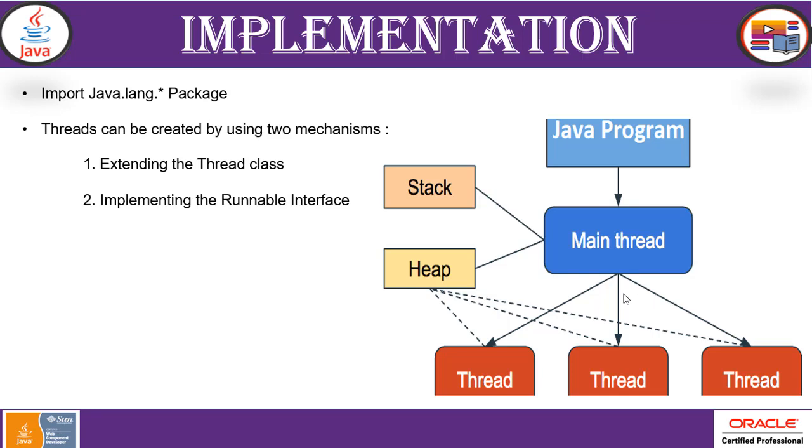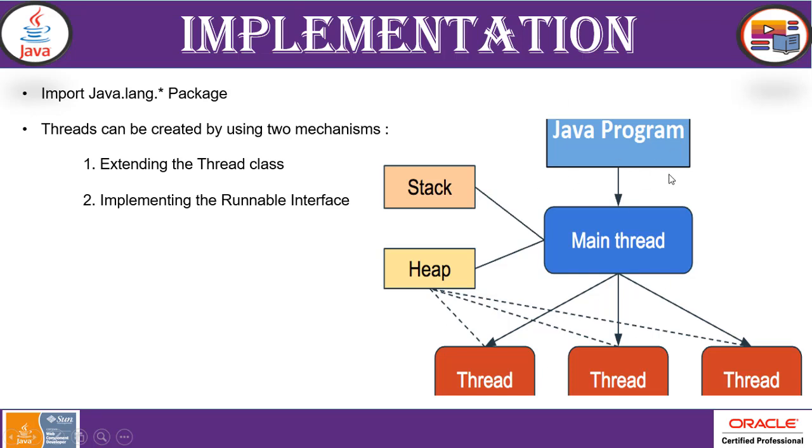Now let's take a look at the implementation. The package which is by default included in Java is java.lang, which contains the thread API, the multi-threading API. You do not need to import or include any specific multi-threading API. It is included in the default java.lang package. All you need to do is call it in your program. Now there are two mechanisms with the help of which you can implement multi-threading in Java. Number one, extending the Thread class, and number two, implementing the Runnable interface.